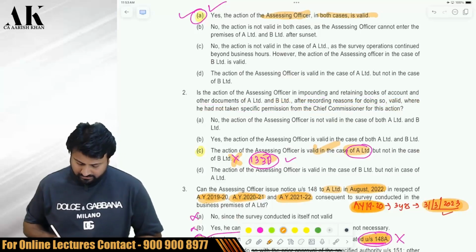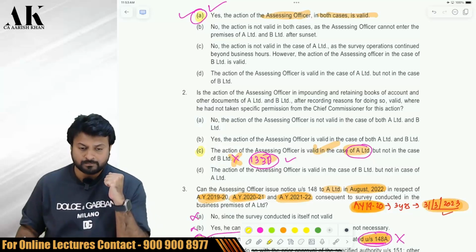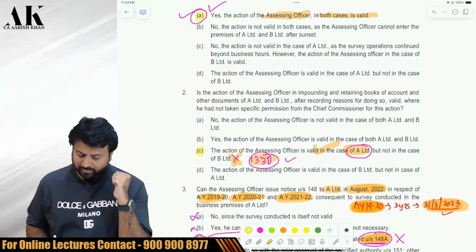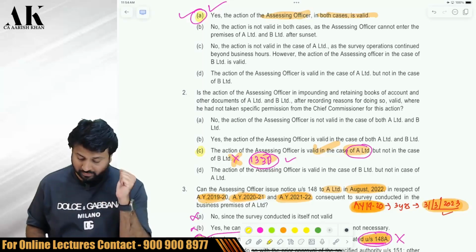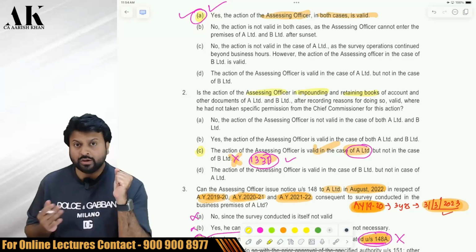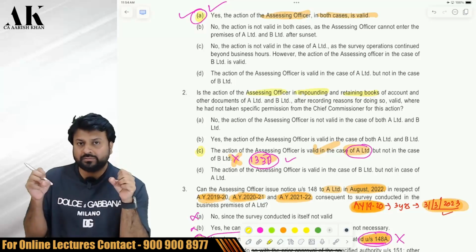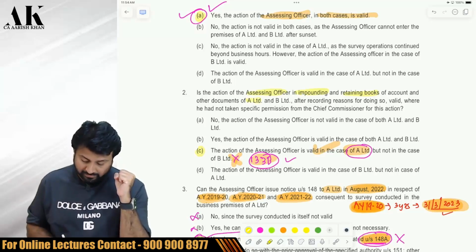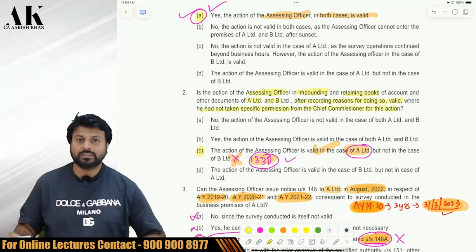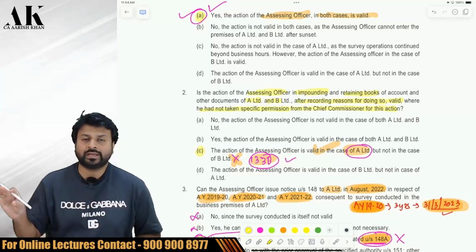Now, what is question number 2? Is the action of the AO in impounding and retaining books of accounts and other documents of A Limited and B Limited after recording the reasons for doing so valid? So the AO is impounding, impounding means taking the books of A Limited and B Limited into his custody after recording the reasons for doing so. Is it valid, where he has not taken specific permission from the Chief Commissioner? Now listen carefully. In case of survey, he is not supposed to take any specific permission.